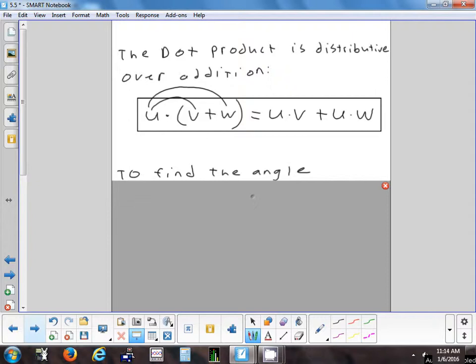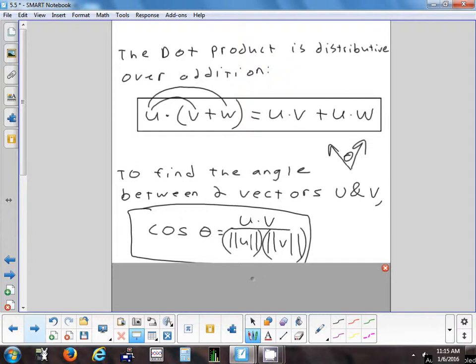All right, so the only thing that we're going to use the dot product for is really to find the angle between two vectors. If you have two vectors and you can get the dot product, that's part of the formula to finding the angle. There's three things that you need to find the angle between two vectors. First of all, you need the dot product. Second, you need the length of u. And the third thing you need is the length of v.